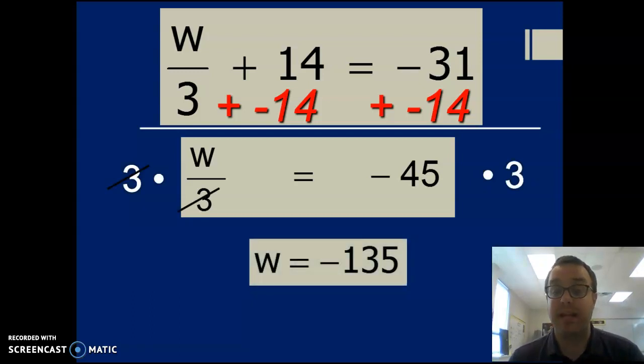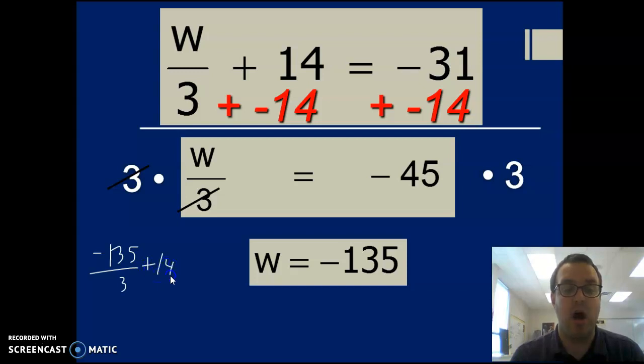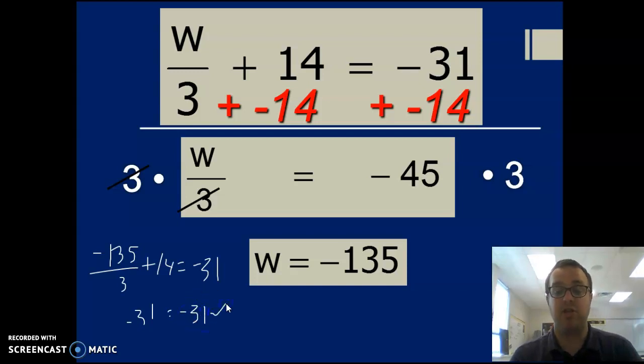-135. But again, I still need to make sure I do my check step to make sure my answer worked out. So I'll do -135 divided by 3, and then I'm going to be adding 14 to that, and it needs to equal -31. And if it doesn't, then I know I did something wrong. But luckily again for me, this ends up being the correct answer. I did it correctly, and -31, that's equal to -31. So I'm good to go. My check step worked out. All right, make sure you check step every time.